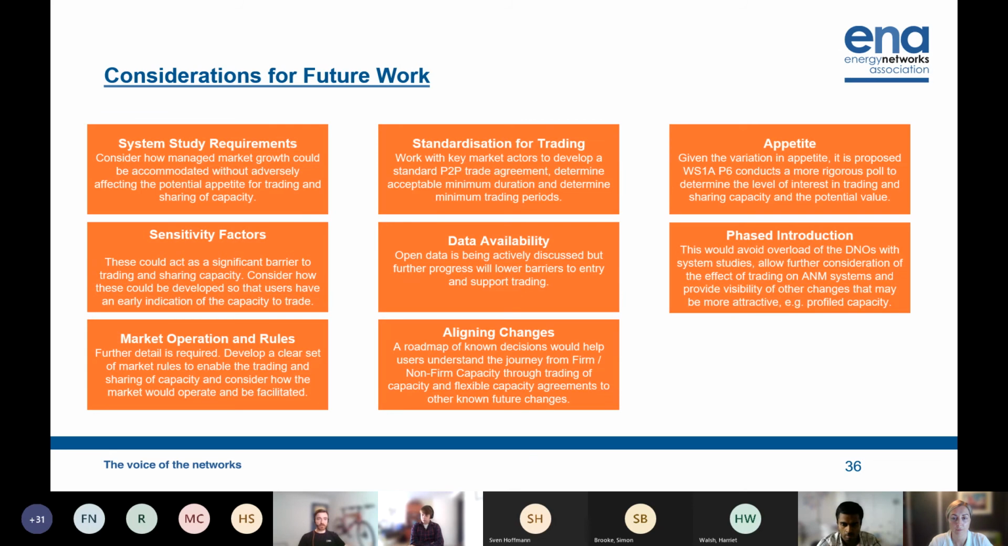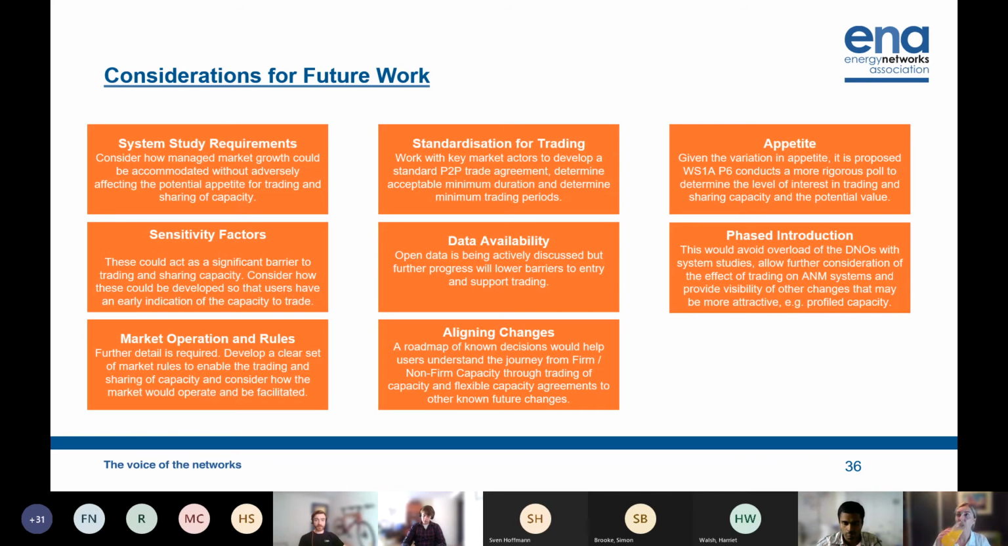These are some of our considerations for future work or things that might impact future projects, and I've already touched on a lot of these points in the previous slide. So just to sum up the main ones, as I said, system study requirements need to be streamlined if we're going to facilitate more trades in a shorter time frame.